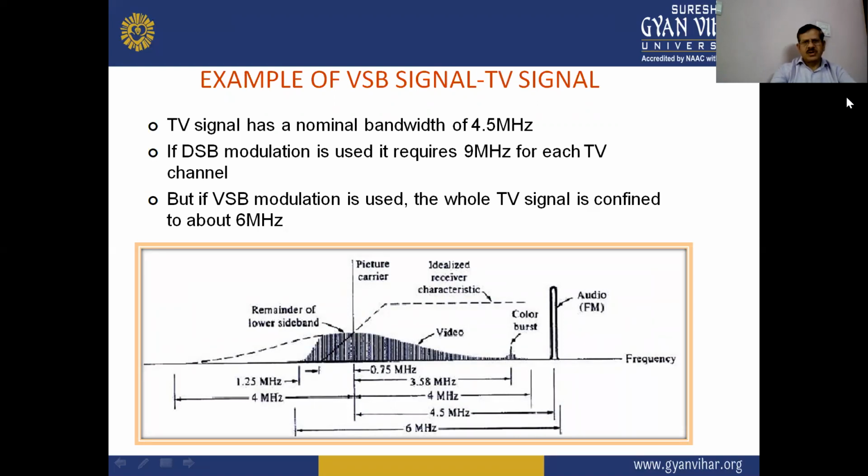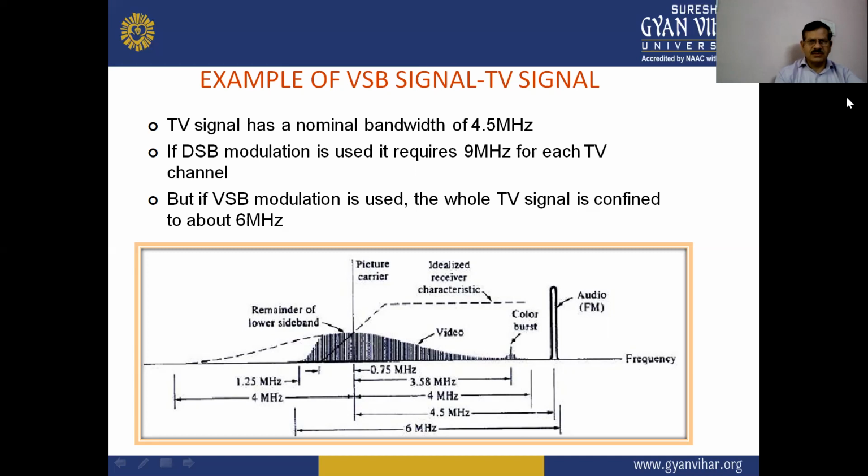There is an example of VSB signal in TV signals. TV signals have a nominal bandwidth of 4.5 megahertz. This is the bandwidth of the television system, in the range of megahertz. If DSB modulation is used, it requires 9 megahertz for each TV channel.